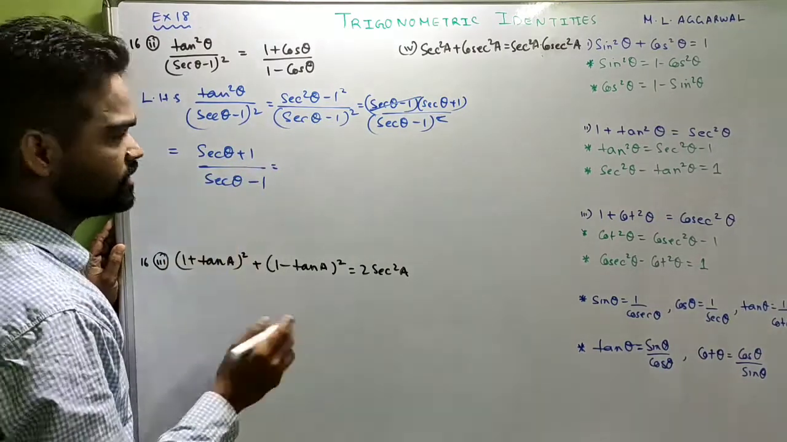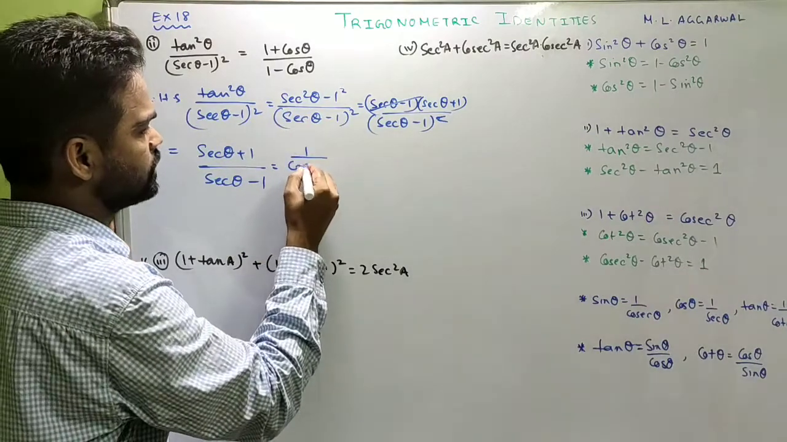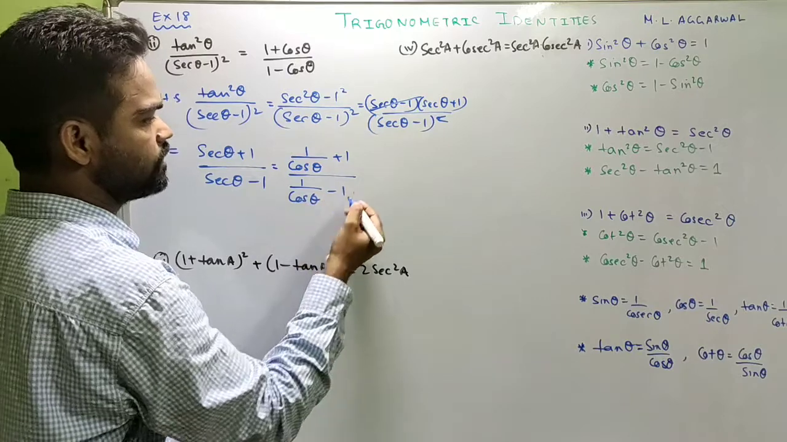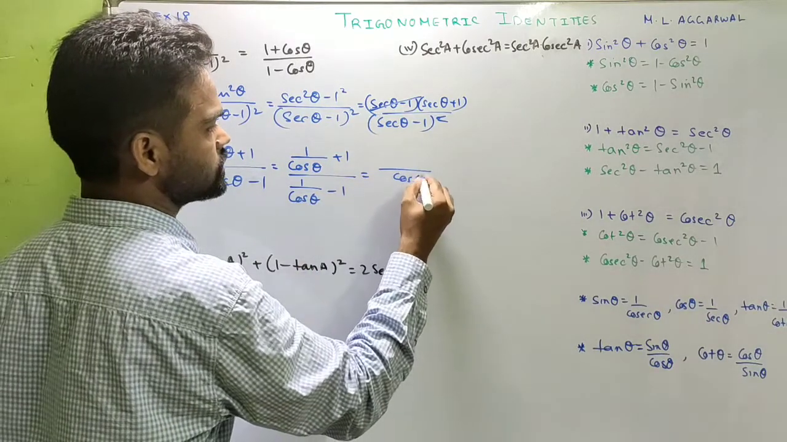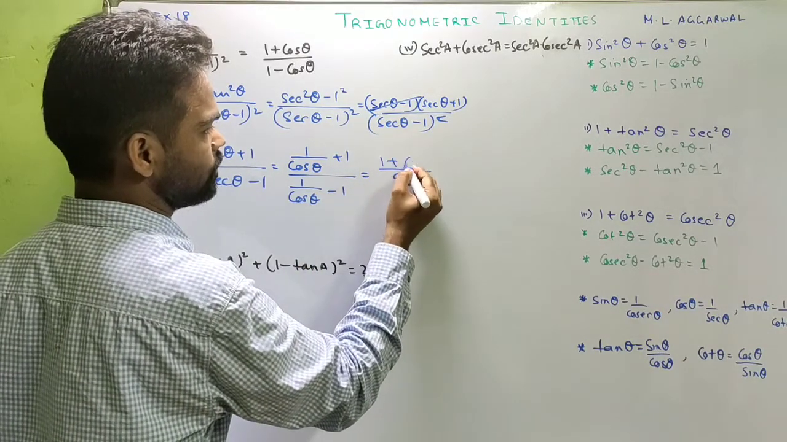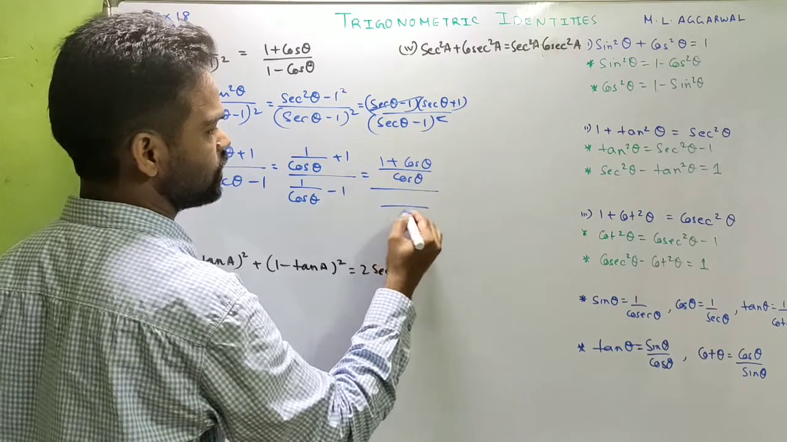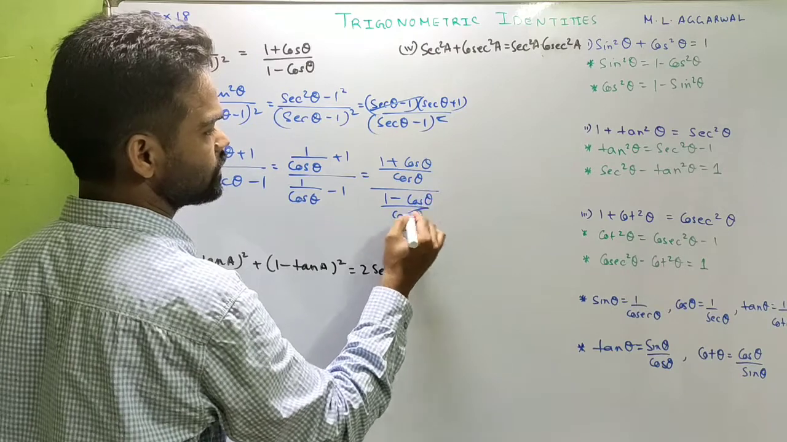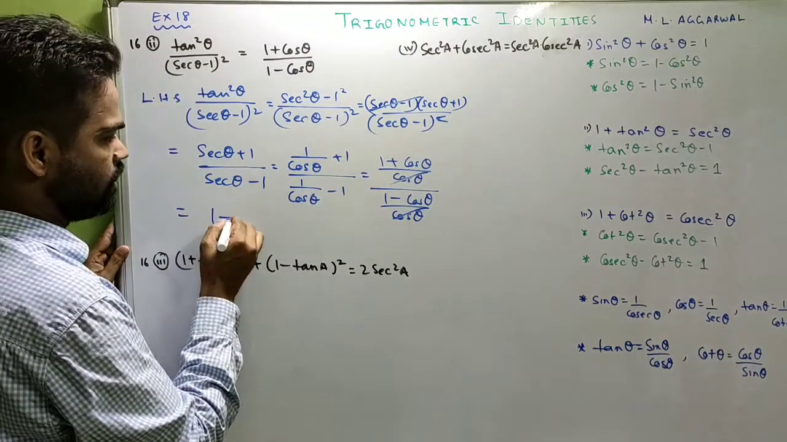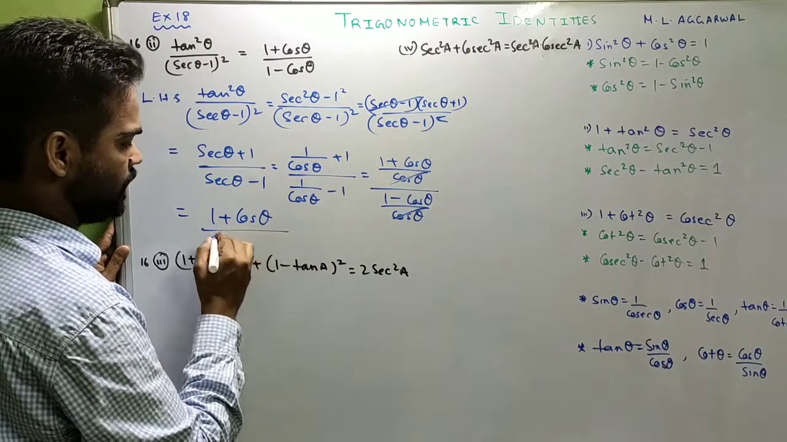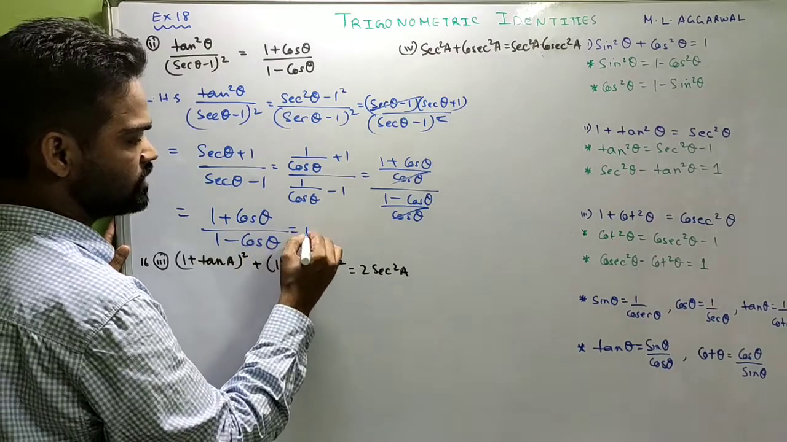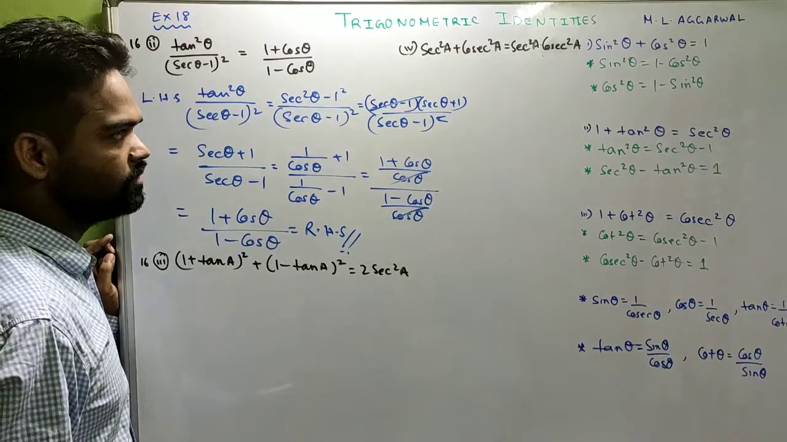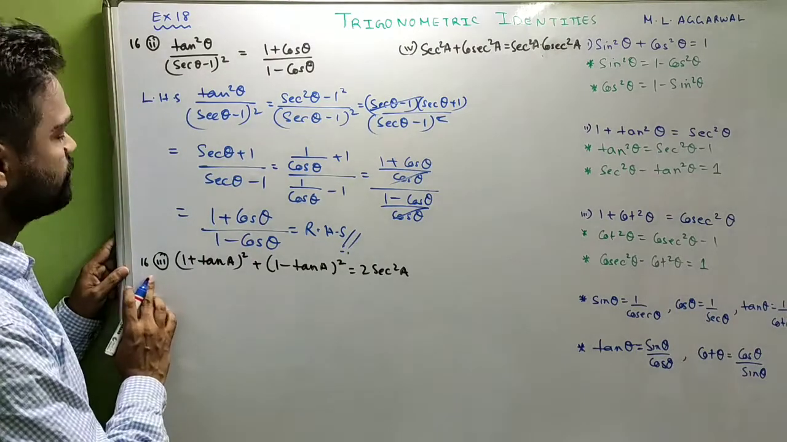We just did a sum like this. Sec theta, can I write 1 by cos theta plus 1 by 1 by cos theta minus 1. So this is cos theta taken LCM. So 1 plus cos theta. In the denominator also cos theta. 1 minus cos theta. So what remains? 1 plus cos theta by 1 minus cos theta, and this is equal to RHS. Done. Simple, isn't it? Now 16 part 3.